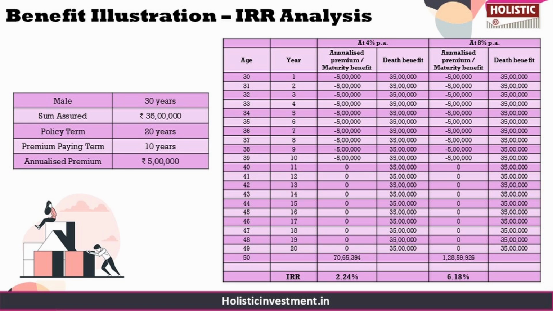At 4% return, the estimated fund value is 70.65 lakhs, resulting in an IRR of 2.24% as per the policy's maturity calculator. At 8% return, the estimated fund value is 1.28 crores, resulting in an IRR of 6.18% as per the policy's maturity calculator. So these returns are suboptimal for a long-term investment strategy. A market-linked product offering such low returns does not provide adequate value for investors. Furthermore, the sum assured is insufficient to meet a family's future financial needs, making it inadequate as a life insurance solution.